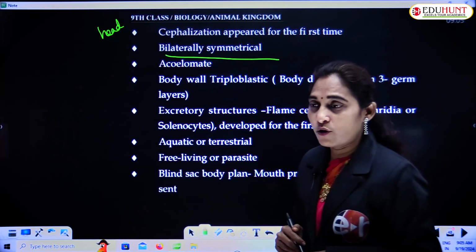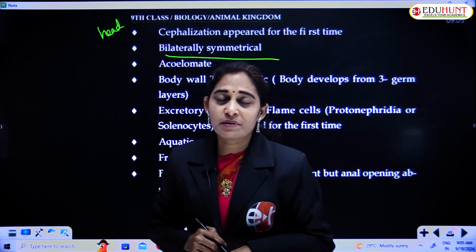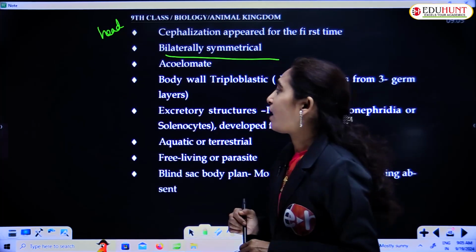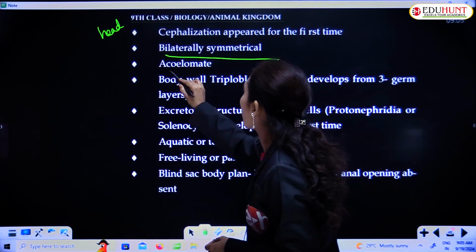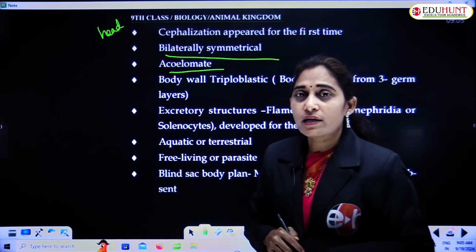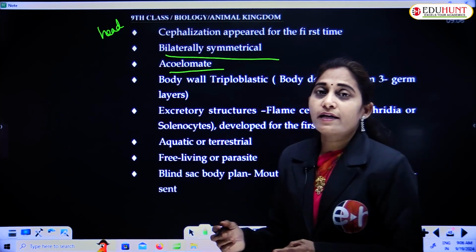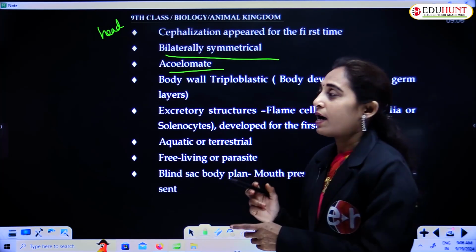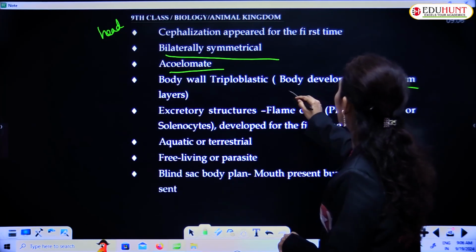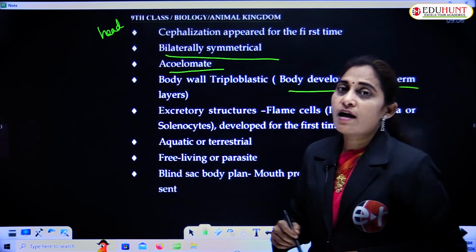We know what is coelom. Coelom is the body cavity, and if the animals have the coelom, they are considered coelomates, and if they do not have the coelom, they are considered acoelomates, because the body cavity is not complete. The body wall is triploblastic. The three layers of the body wall are the ectoderm, mesoderm and endoderm. The body develops from the three germ layers, and the excretory structures are flame cells.